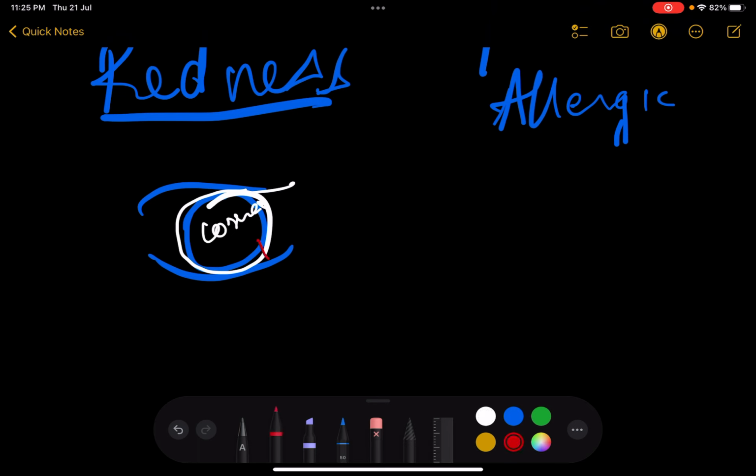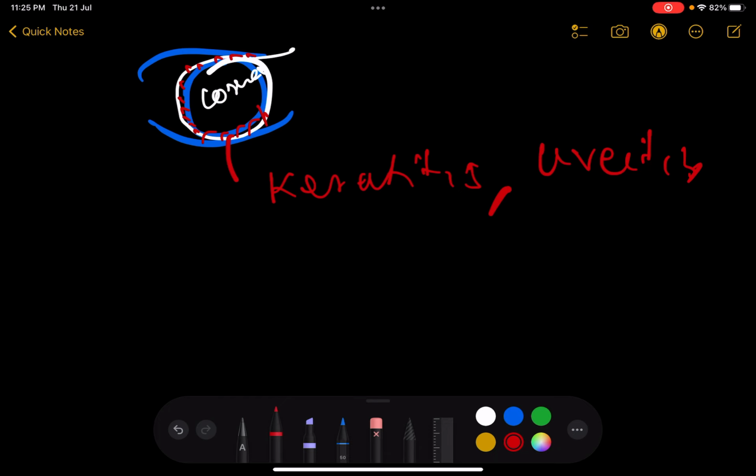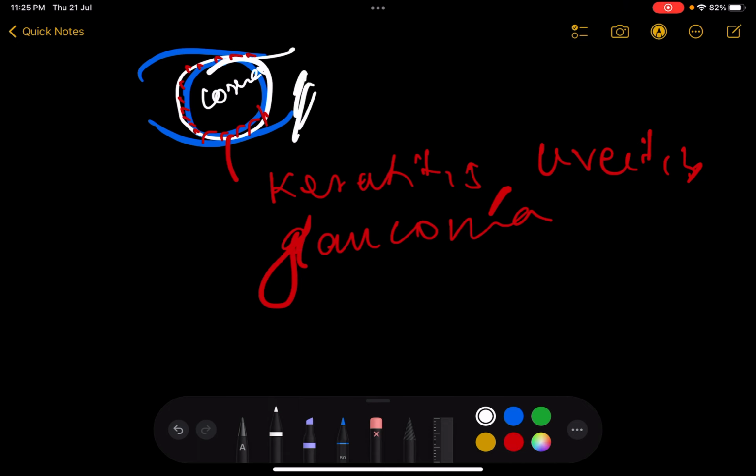Now if I see a certain amount of circumcorneal redness, what it is pointing towards is that there could be keratitis, there could be uveitis, or there could be glaucoma. What is keratitis? Keratitis is inflammation of the cornea. Uveitis is inflammation of the uvea. And glaucoma could also show a certain amount of circumcorneal redness. In conjunctivitis you have conjunctival redness, that is, the periphery is usually involved. That doesn't have to be confused.